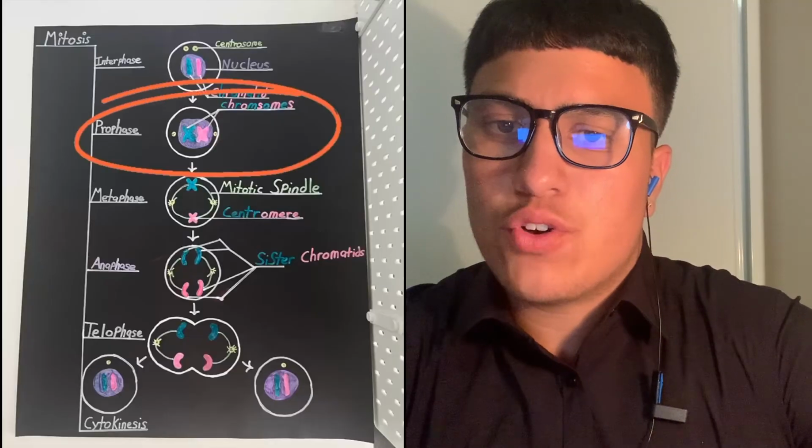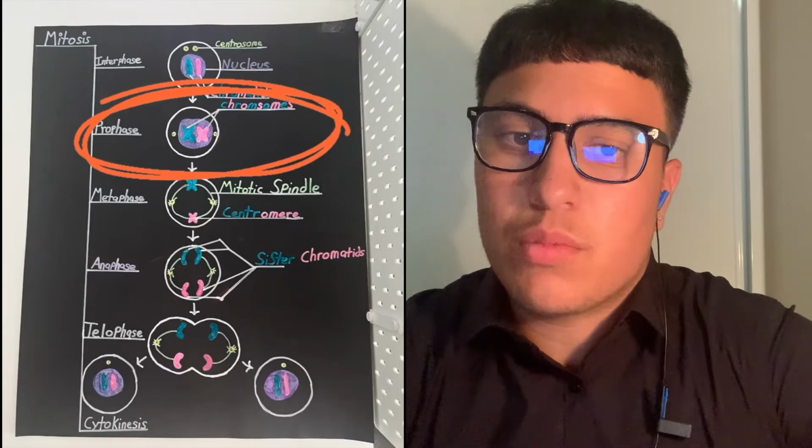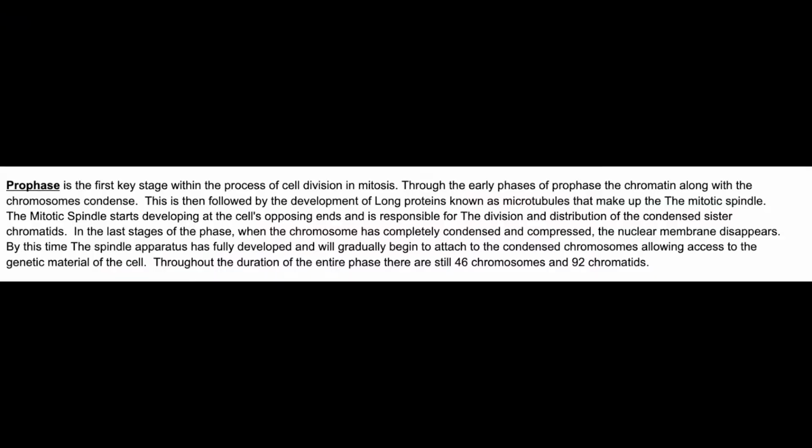The third subphase occurs once DNA replication has taken place, where materials required for the formation of spindle fibers are created. Prophase is the first key stage within the process of cell division in mitosis. Throughout the early phases of prophase, the chromatin along with the chromosomes condense. This is then followed by the development of long proteins known as microtubules that make up the mitotic spindle.